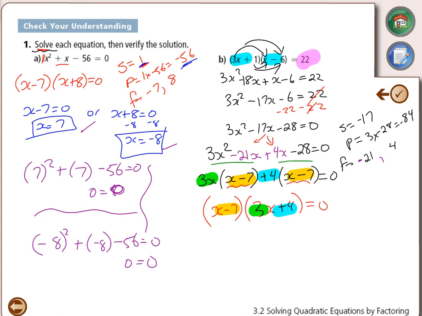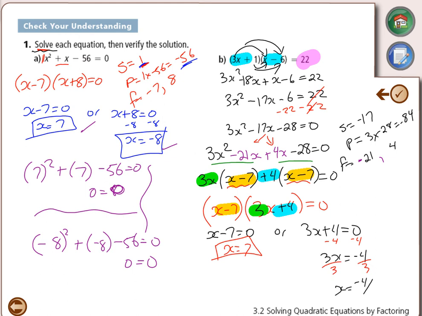Good. And now our friend, the zero product property, says x minus 7 equals 0 or 3x plus 4 equals 0. First one, add 7 over to the other side, x equals 7. Good. Second one, we've got to do it in a couple steps. Let's subtract 4. Leaves us with 3x equal to negative 4. And divide by 3. Gives us x equals negative 4/3. Two different answers.